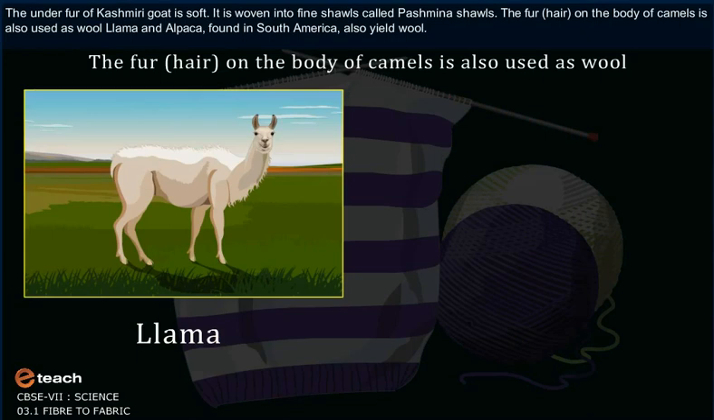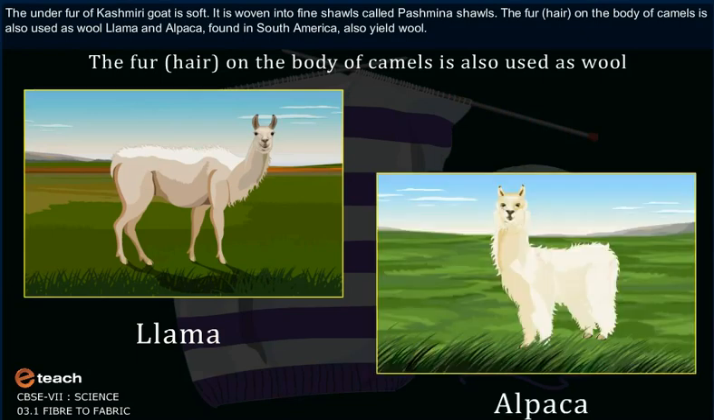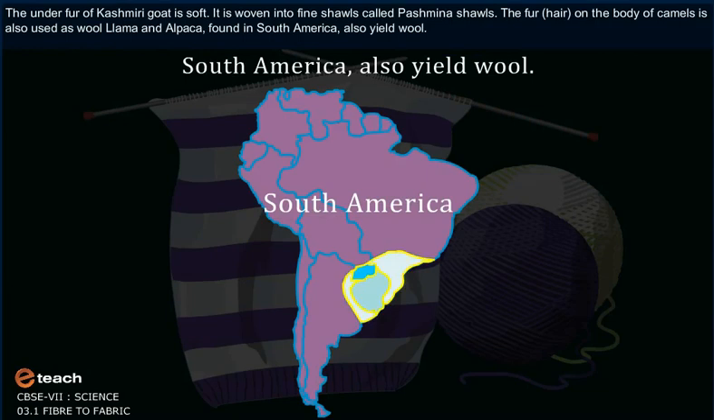The fur, hair, on the body of camels is also used as wool. Llama and alpaca, found in South America, also yield wool.